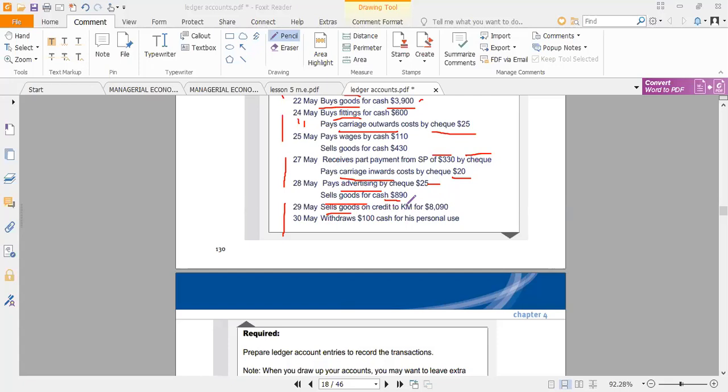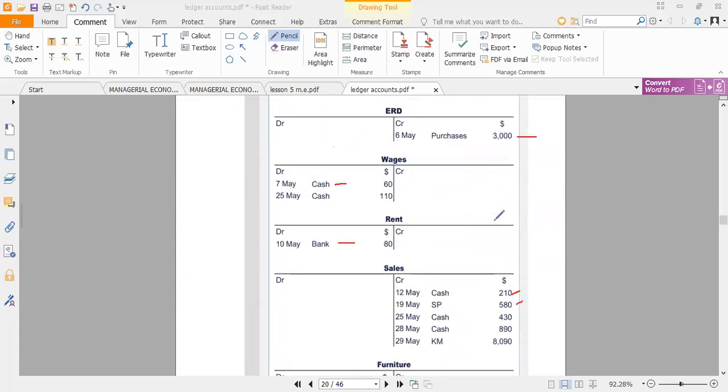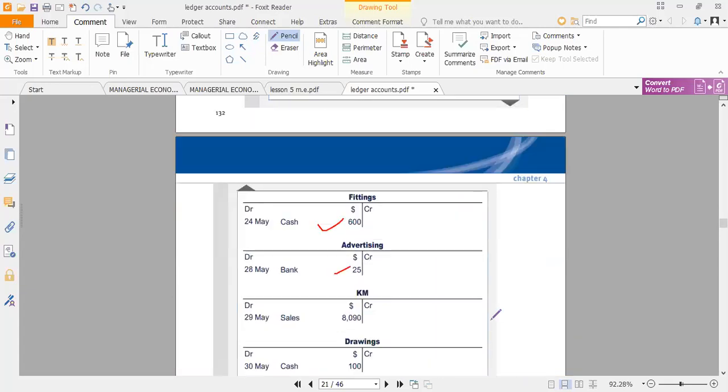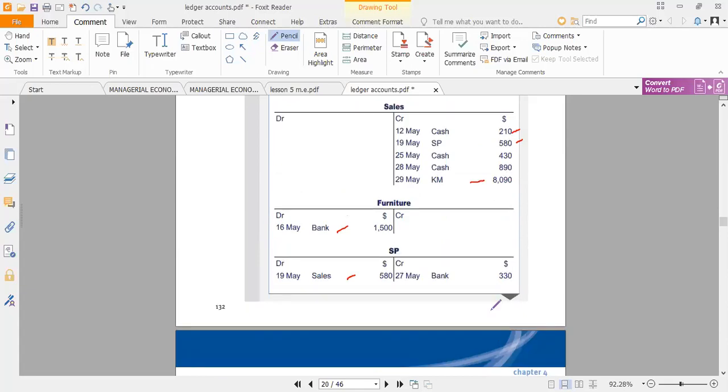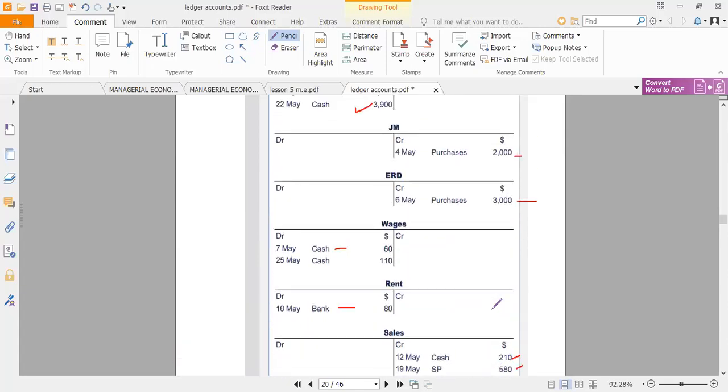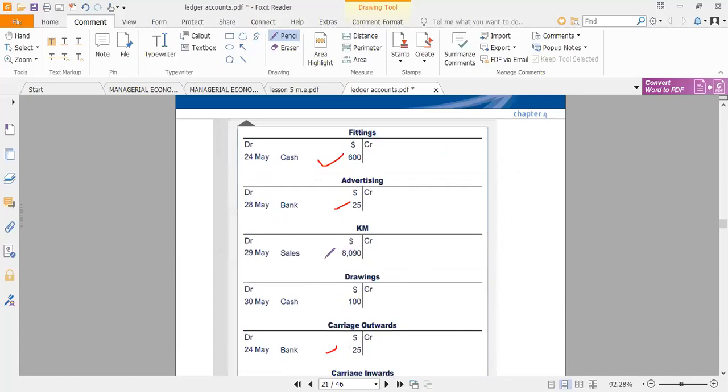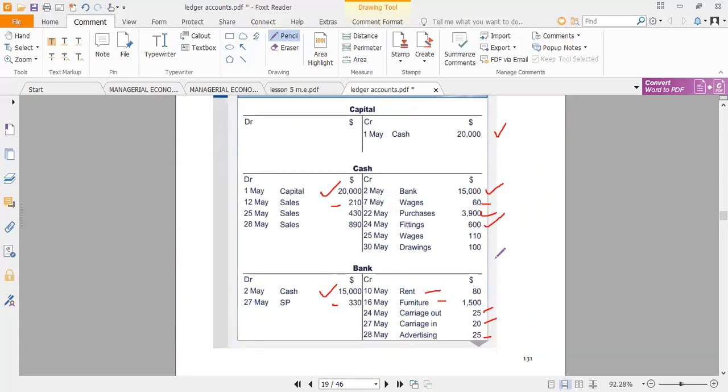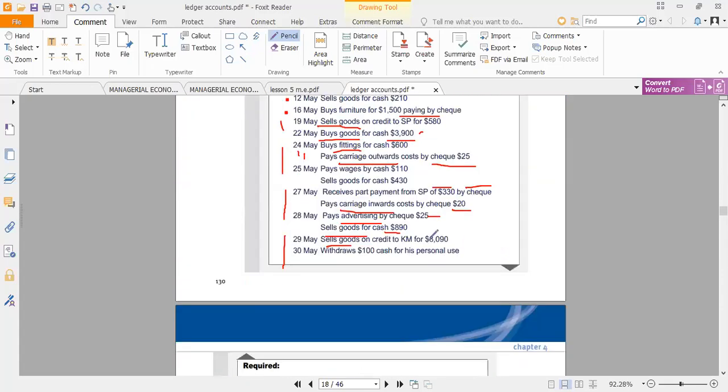Yes. So who's KM? KM is our debtor. He's buying goods from us on credit. All debtors, we debit them. Then sales always has a credit balance. So we're going to go to sales. Under sales, we're going to write KM, 8,090. Then we go to the KM account. Who's our what? KM is our debtor. So for KM we put 8,090 kwacha.